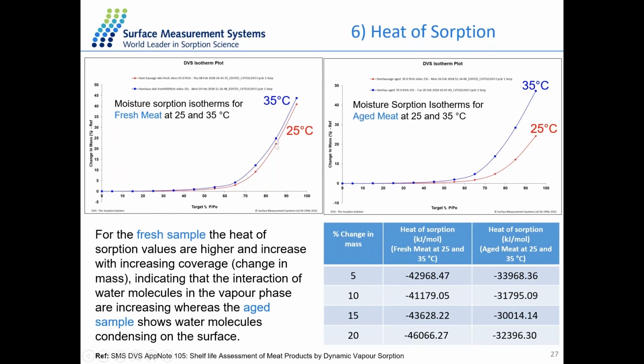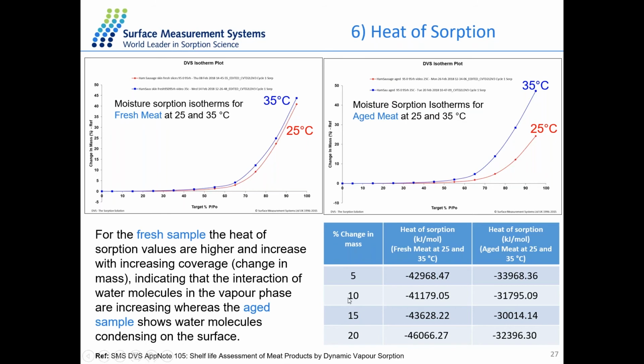And here you can see for the fresh meat sample, the plot for two different temperatures is almost the same. That means temperature has very little effect on fresh meat. And in case of the aged meat, the uptake at 35 degrees is much higher than at 25 degrees. That after aging, the meat has a kind of water capacity decrease at 25 degrees, at lower temperature. And from the calculated result for heat of sorption, the results at 25 degrees are relatively lower, while the heat of sorption data is much higher for the fresh meat sample, and it's increasing with the change of mass.